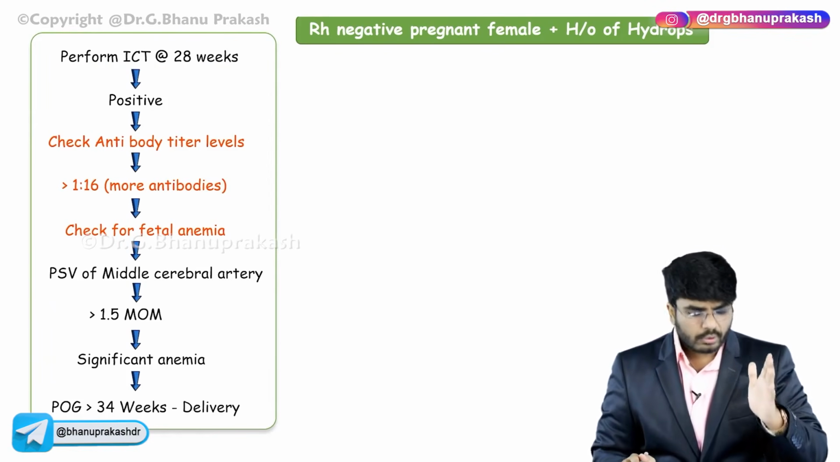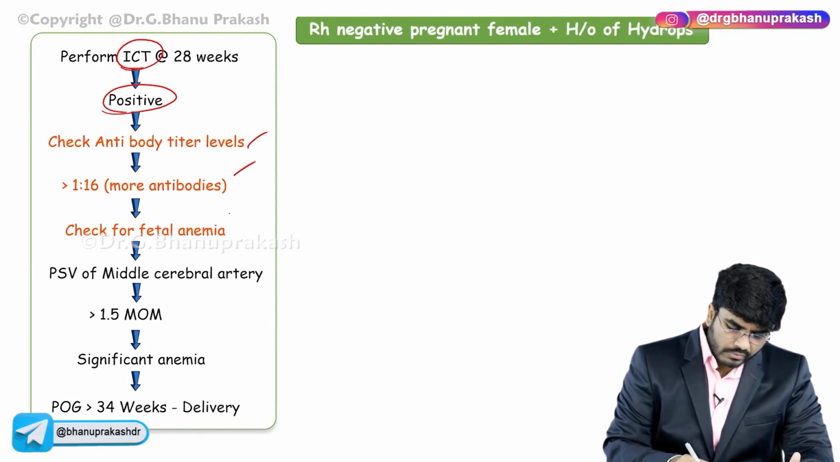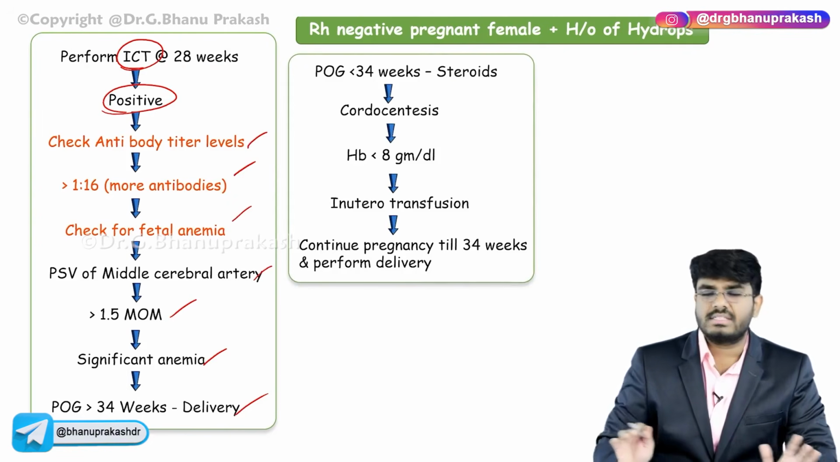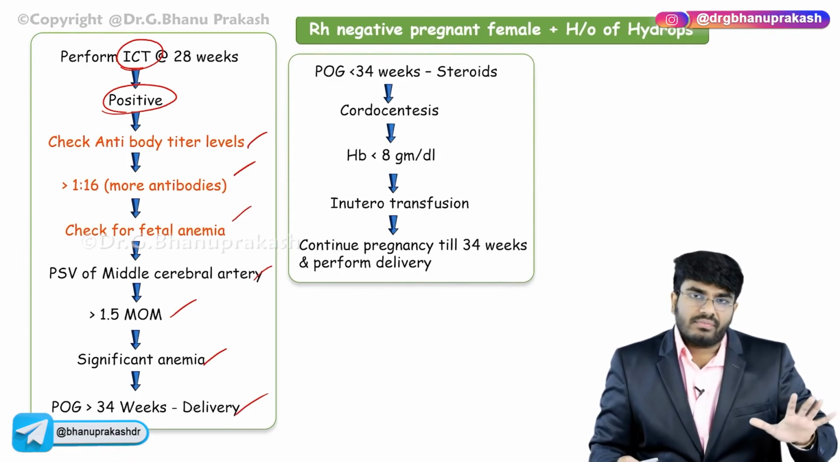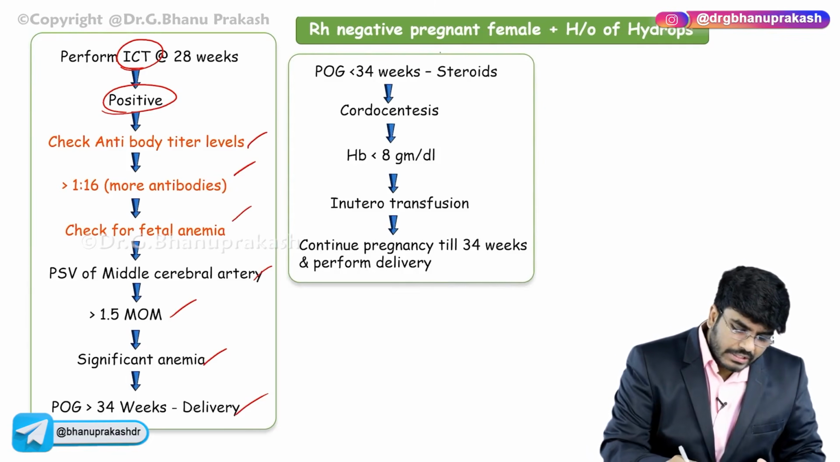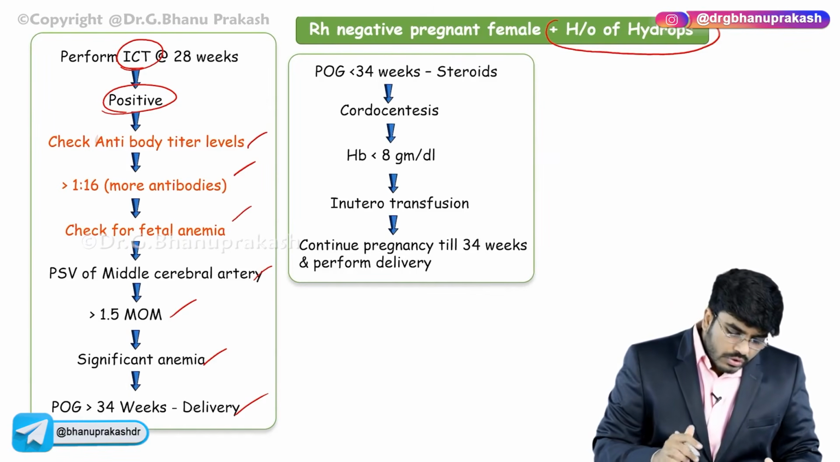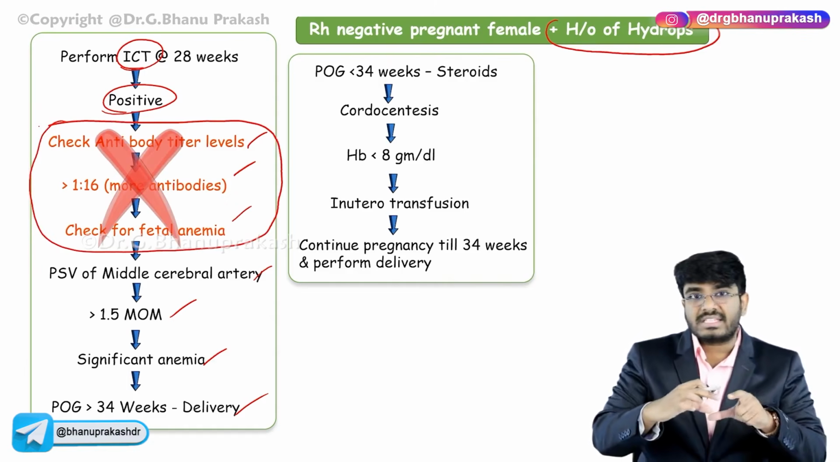What we will do is, at 28 weeks, perform the indirect Coombs test. If it's coming positive, this is what we have to do, like in the previous slide, we have already discussed this. But if the female is RH negative with a history of Hydrops, usually we will skip this stage.